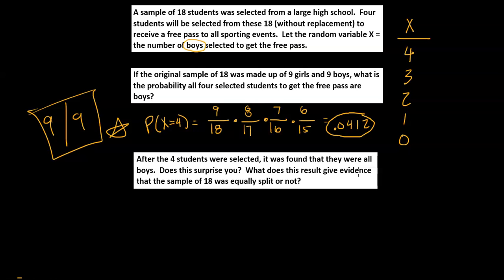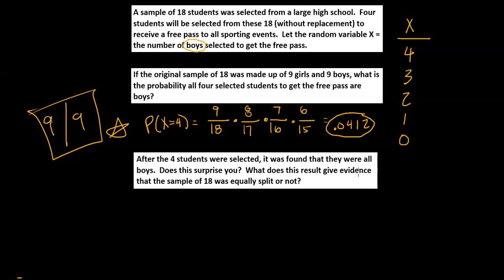So can I say that there are more boys than girls in this sample of 18? Not really. At the end of the day, I don't know. I was just assuming it was 9 and 9. Maybe it's 10 and 8, or maybe it's something a little bit less than that. But just because I got 4 boys doesn't tell me it's not.